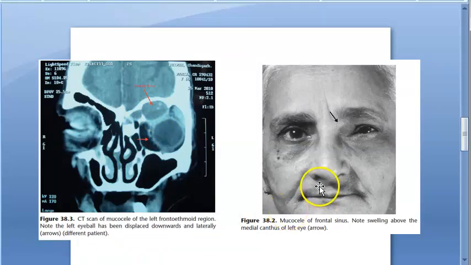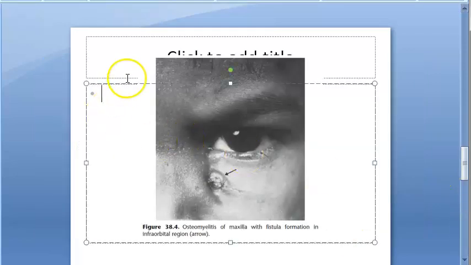So in this next diagram here, they are showing mucocele of frontal sinus. Note swelling above the medial canthus of left eye. So if you see something like this, what does it mean? It could mean sinusitis, right?